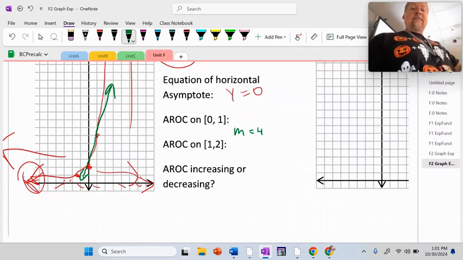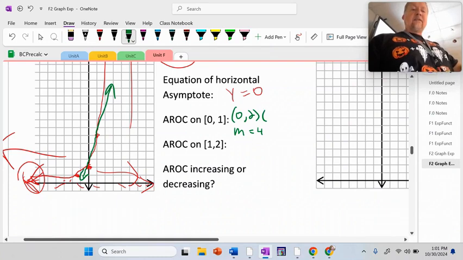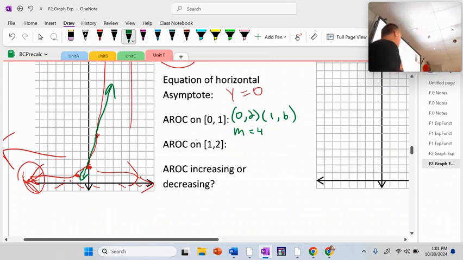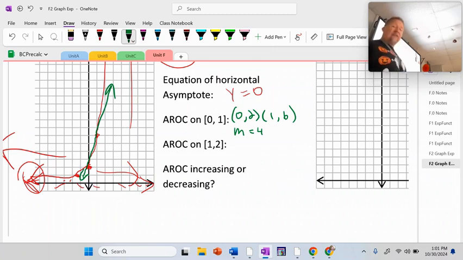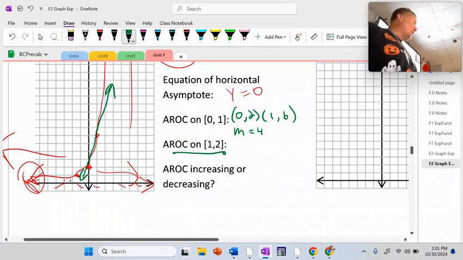Or I could get those input-output points and then actually find the slope and calculate it. I think it was 1, 6, right? 6 minus 2 is 4. 1 minus 0 is 1. 4 over 1. 4. Same thing. Do I have to find this one? Do you get it? Can we move on?